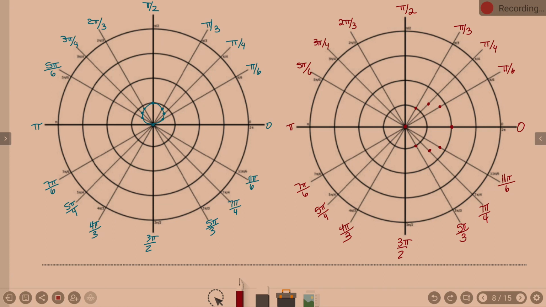5 pi over 3, 1. I got so used to doing negatives, I confused myself for a moment. 7 pi over 4, square root of 2. 11 pi over 6, square root of 3. And 2 pi is 2. What do we have here? Looks like a circle, yes? Just in a different location. Okay? And that is one you can graph on the calculator, right? Which, do you have your calculators? Because you're going to need them to do the math on these next couple of ones.